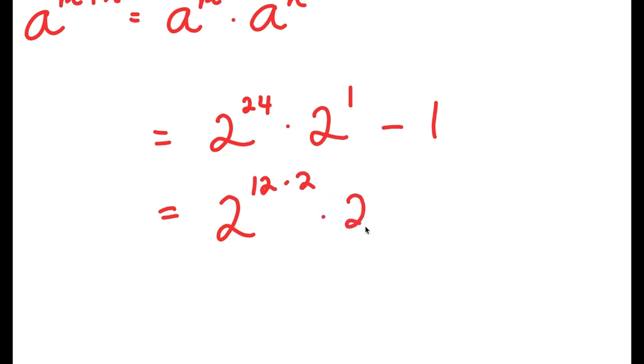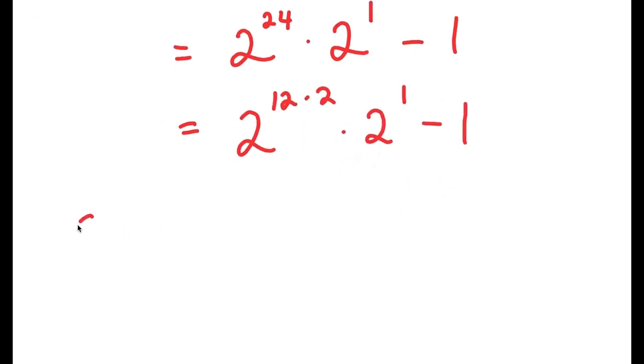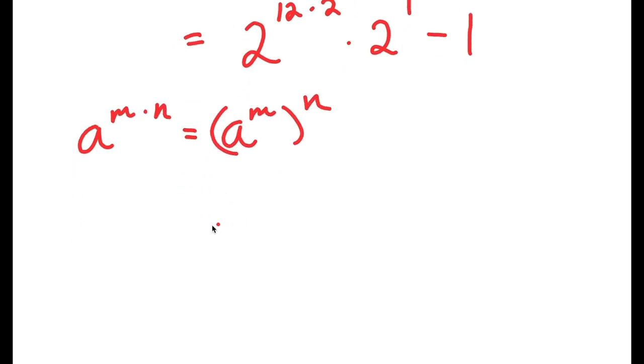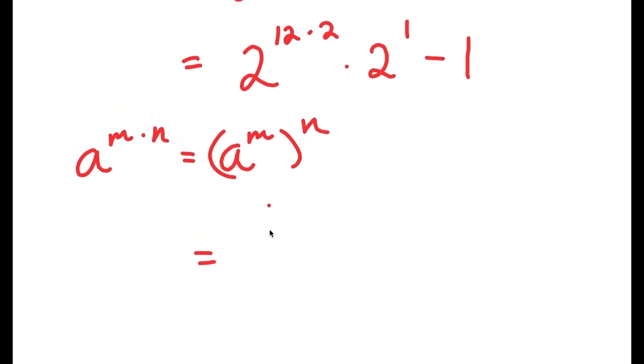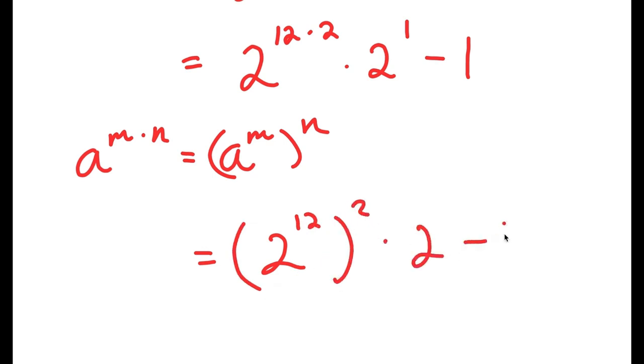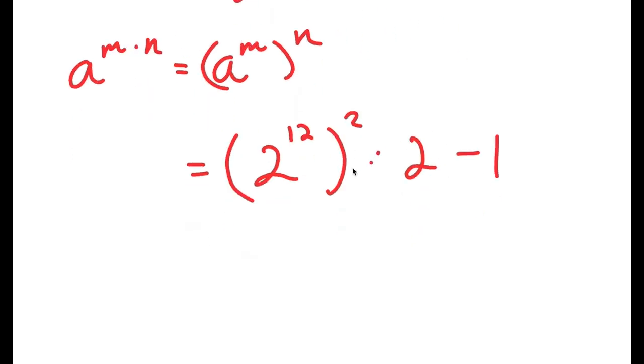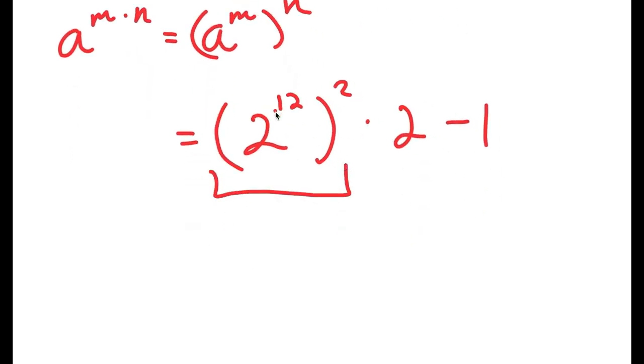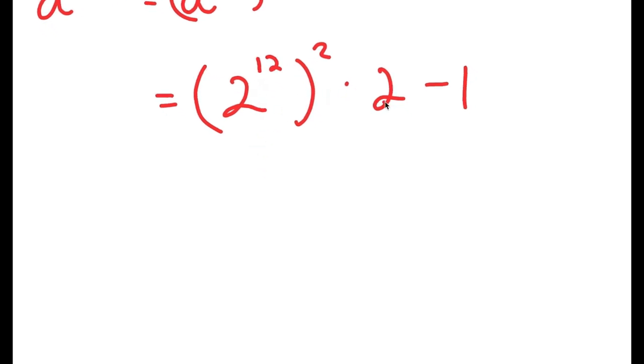times 2. And another property of exponents is that if I have something in the form a to the power of m times n, this is equal to a to the power of m to the power of n. So 2 to the power of 12 times 2 is going to equal 2 to the power of 12 to the power of 2. And I have this times 2 minus 1. So now I'm actually going to plug in the actual value of 2 to the power of 12, because 2 to the power of 12 is small enough where we know the exact value of it.